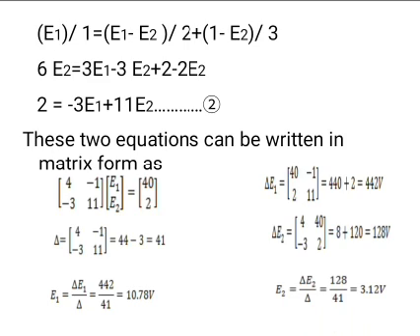And next, in calculating E1, E1 equals delta E1 divided by delta. We know the delta E1 value is 442 volts, so 442 divided by delta 41 equals 10.78 volts. And E2 equals delta E2 divided by delta. We know the delta E2 value is 128 volts divided by delta 41. So 128 divided by 41 equals 3.12 volts.